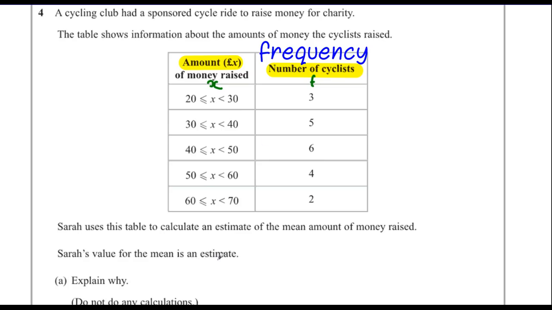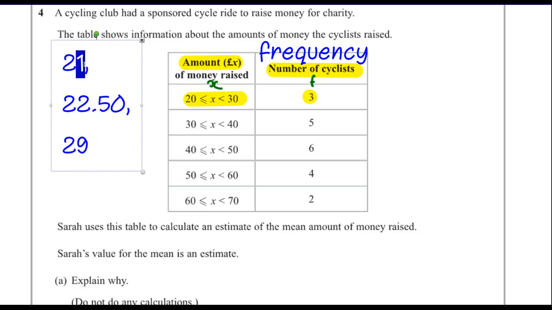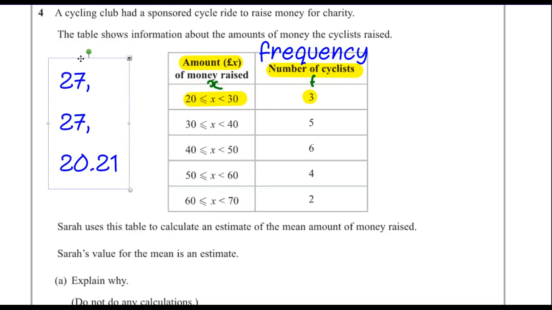Sarah uses this table to calculate an estimate of the mean amount of money raised. Sarah's value for the estimate of the mean is an estimate. Explain why. Well, the reason is we don't know what the actual numbers are, and we've talked about this before. All we know is that between £20 and £30 raised, we have 3 people. For the exact mean, we would need to know the exact numbers. For instance, as a crazy example, 21, £22.50, and 29. That might be an example of what the 3 numbers could be. I could write down 3 different numbers: 27, 27 again, and £20.21. I'm just making up three numbers and they all fit the bill that they are between 20 and 30. Unless we know what the original data is, we cannot figure it out.